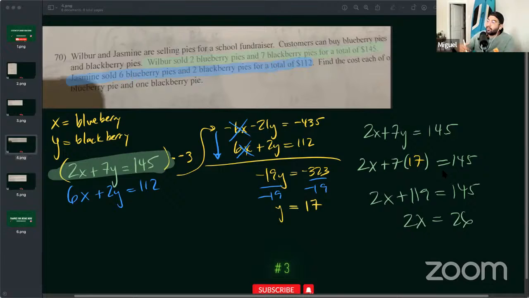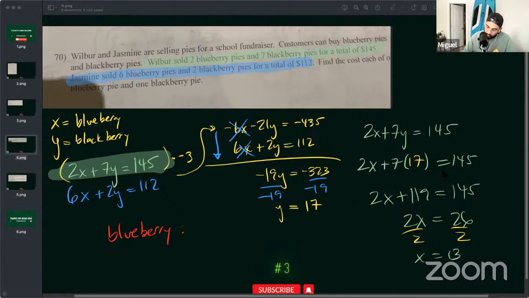Okay. I subtracted the 119 to the other side. I got kind of sidetracked there, but that's how we got 2x is equal to 26. And now all we have to do is divide both sides by 2, and we get that x is equal to 13. Now, if you write your answer, x is equal to 13, y is equal to 17, I think that's fine. Some teachers are going to be really picky and say, what do you mean? What units? What is this? So we're going to write it as blueberry.